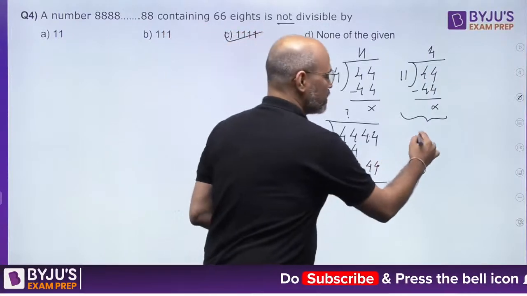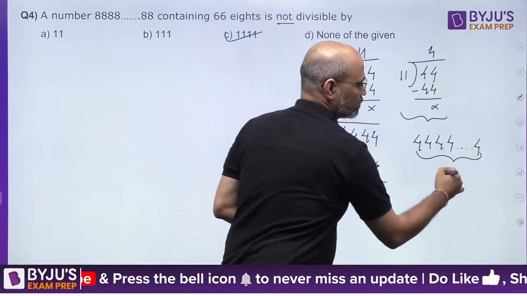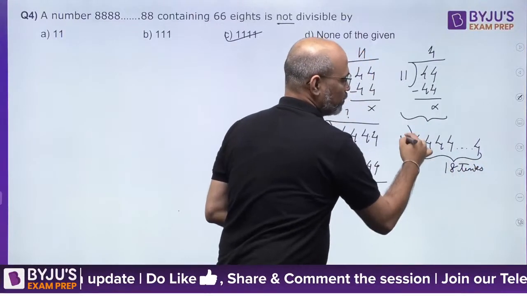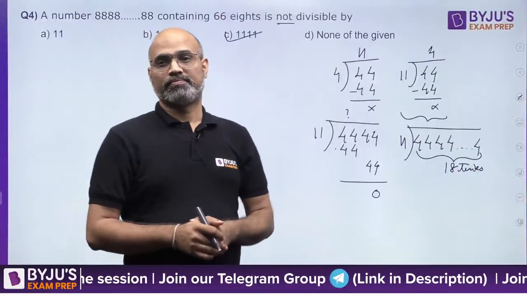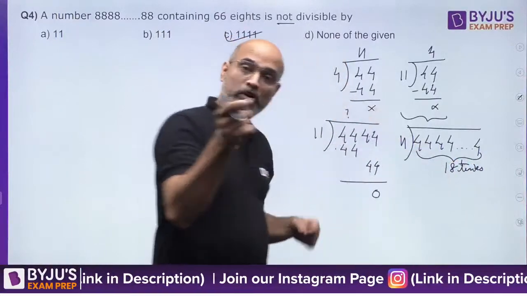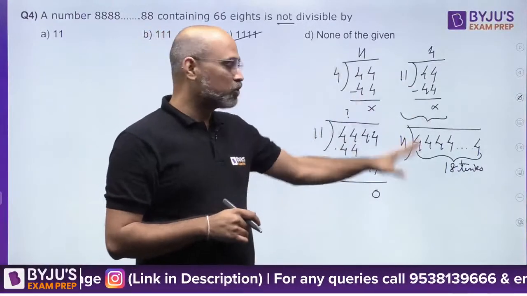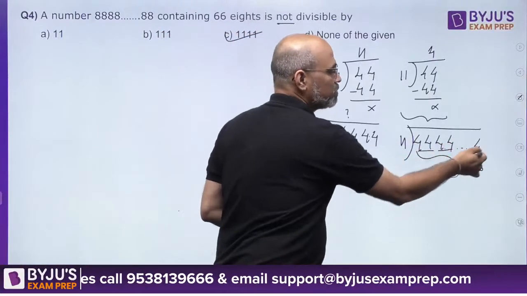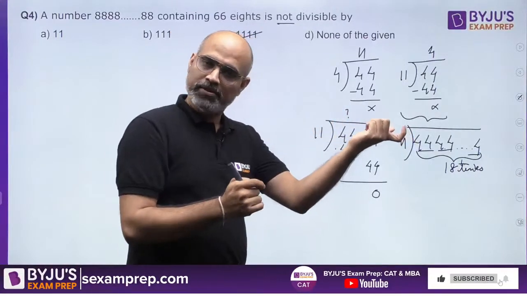Okay, now tell me this. If I write 4, let's say 18 times, and if I try to divide it by 11, question is it divisible by 11? Yes or no? 4 is written 18 times. So each 4 is written 18 times, not 44 written 18 times. Is it divisible by 11 or not? Obviously, in pairs it is always divisible by 11. So with 18 digits, you can always form pairs, right?